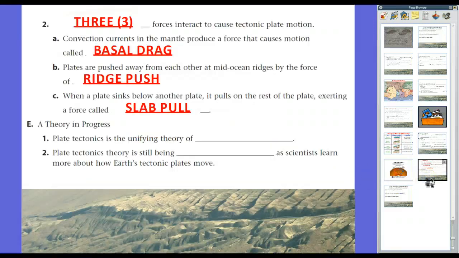Okay, so to start wrapping things up, plate tectonics, like I said at the beginning, is the unifying theory of geology. Everything from mineral creation to earthquakes revolves around plate tectonics. Everything makes sense with plate tectonics. Now, plate tectonics as an accepted theory is only 60 years old, and with more sensitive instruments and improved techniques of observation, the theory is still being revised as scientists learn more about how plates move. For example, scientists are still arguing over which one of these three forces, basal drag, ridge push, and slab pull, causes it.